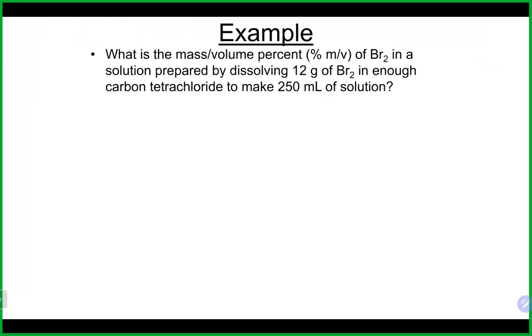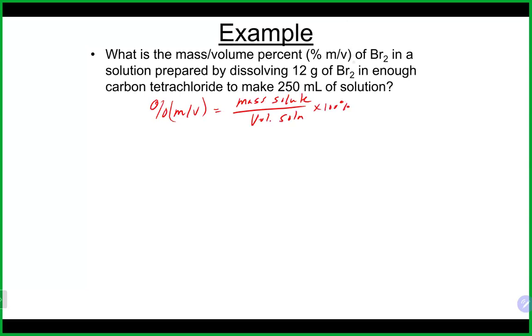What is the mass to volume percent of Br2 in a solution prepared by dissolving 12 grams of Br2 in enough carbon tetrachloride to make 250 milliliters of solution? Okay, so let's take a look. We're looking for our percent mass to volume in this case, which once again is our mass of solute divided by the volume of solution times 100%.